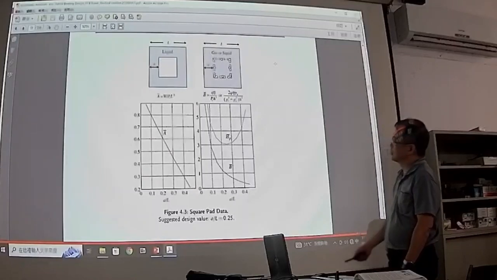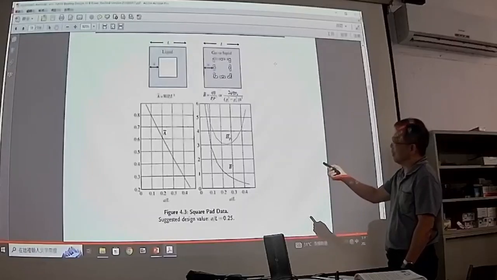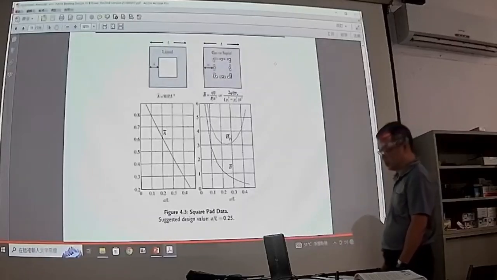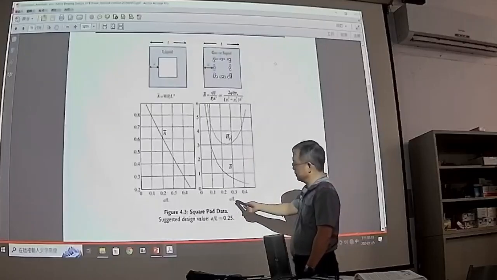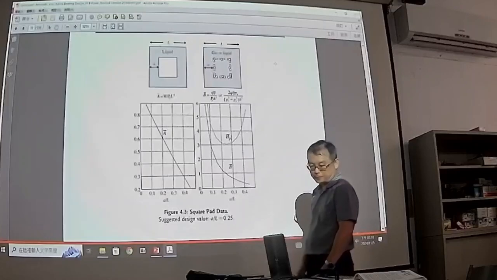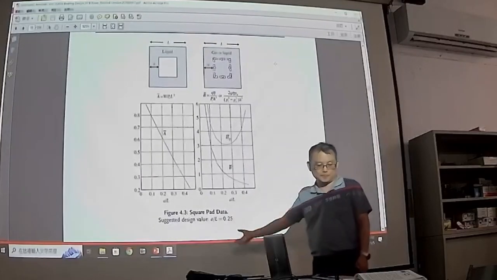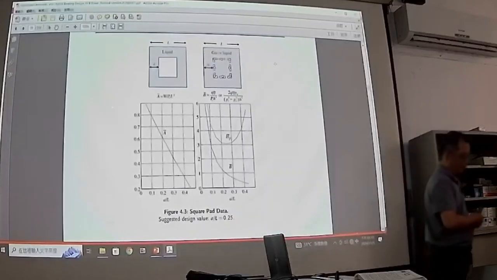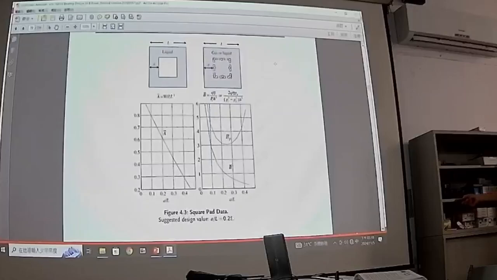So this is the design chart of the A bar and B bar. And this is for the pumping power. Okay. For the length ratio equal to 0.25. Because this is the optimum design parameter, so we always choose this one. Length ratio is equal to 0.25.